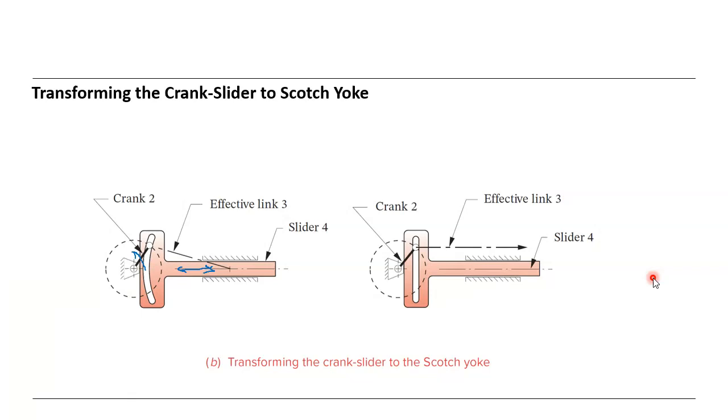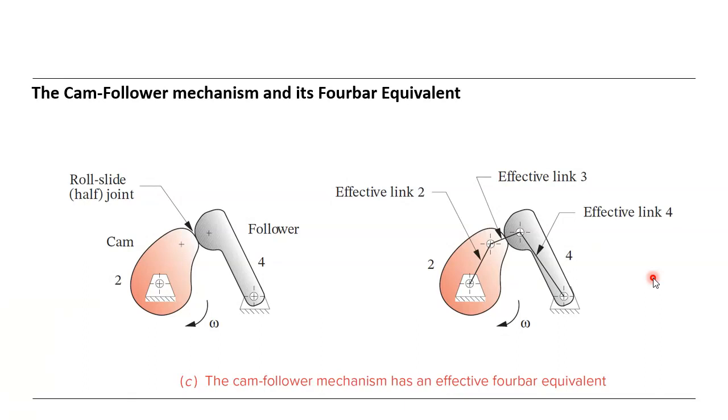Okay, so this is another type of mechanism, and we call this the cam follower mechanism. This is the cam, and this is the follower. So roll, slide, half joint. Here roll, slide. This is a joint. Higher order.